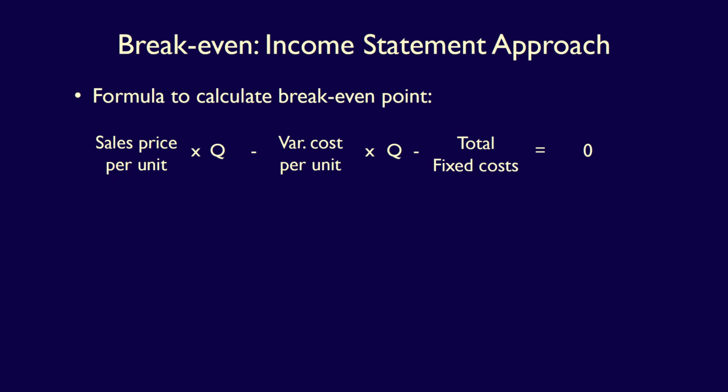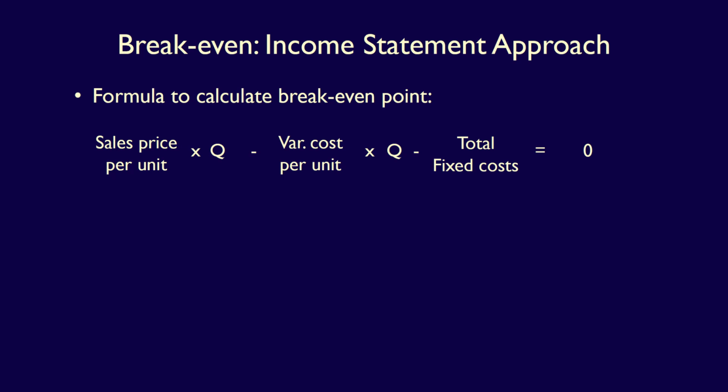We now know that the formula method uses the following formula to calculate the number of units necessary to break even. Sales price per unit multiplied by Q minus variable cost per unit multiplied by Q minus total fixed cost is equal to 0.